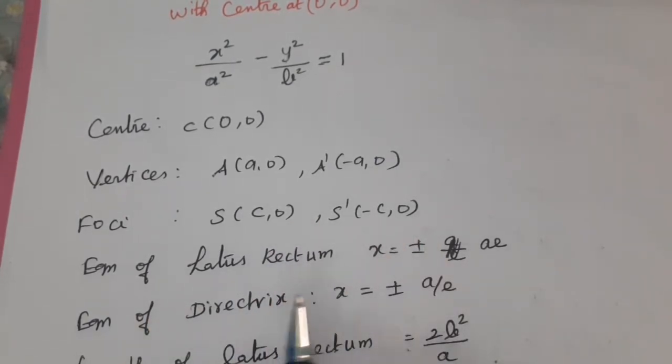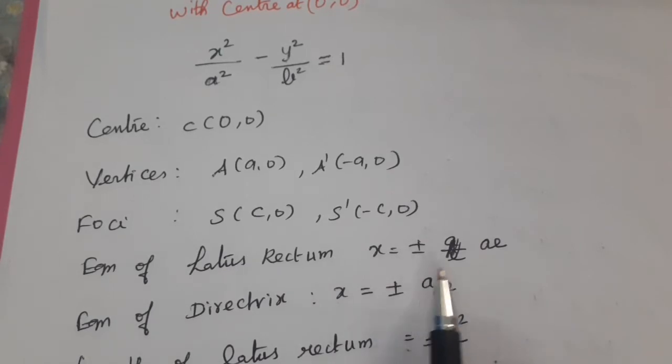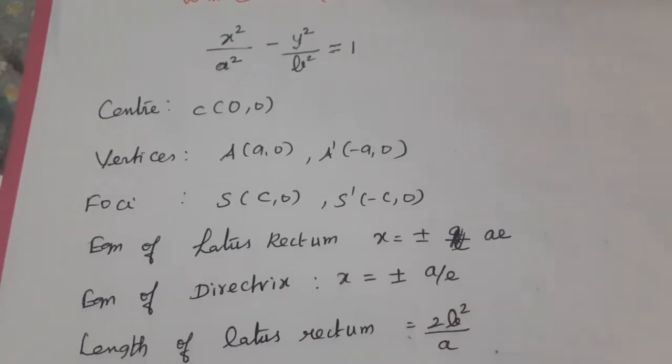Equation of the latus rectum: x is equal to plus or minus AE. Equation of the directrix: x is equal to plus or minus A divided by E.